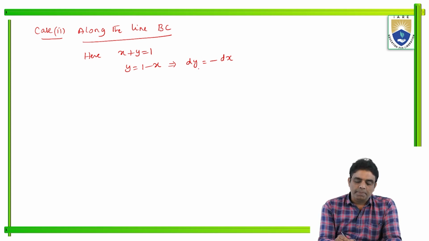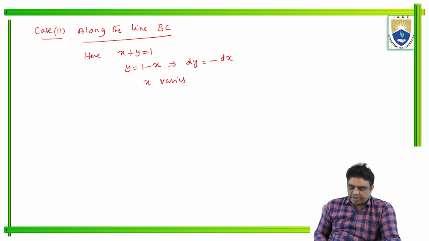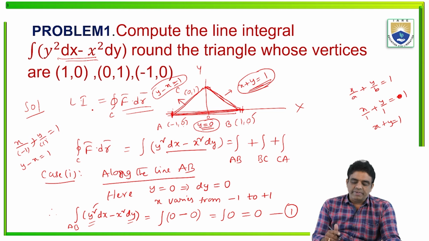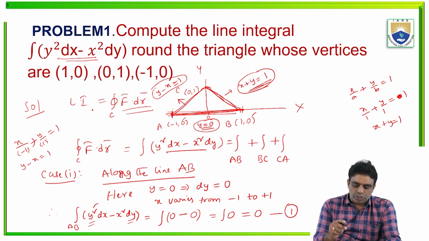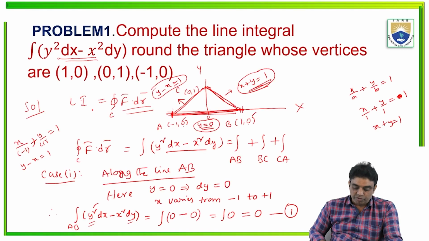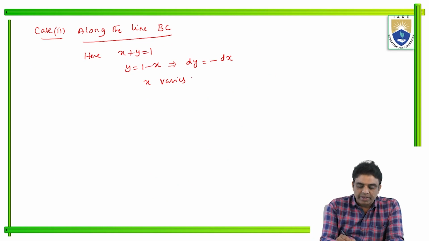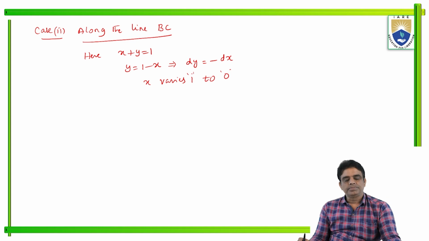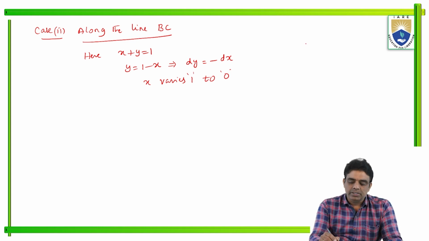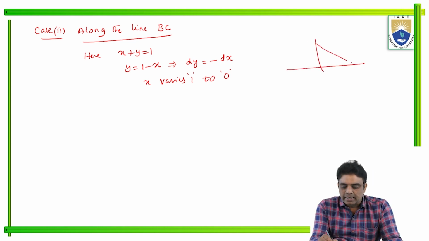So you can replace dy with minus dx, and you can consider either x as the variable or y as the variable. If x is the variable, it varies from 1 to 0. I hope this is clear. Along the line BC, so BC means this is the line, and this is the point (1, 0) and this is (0, 1).